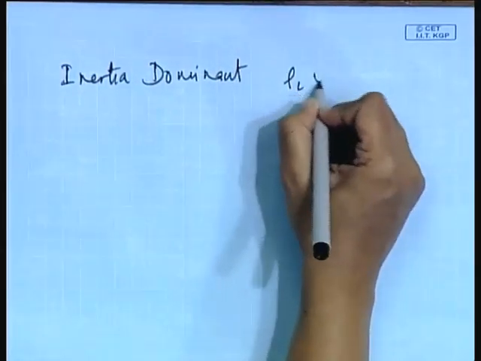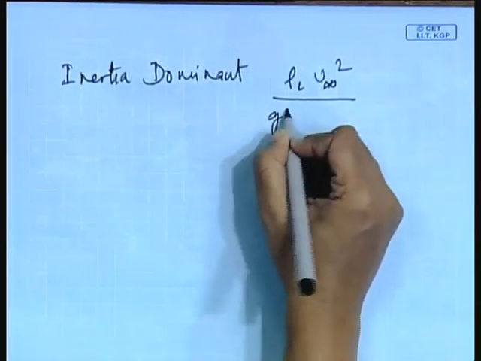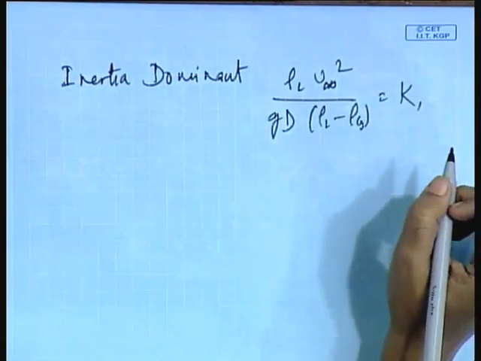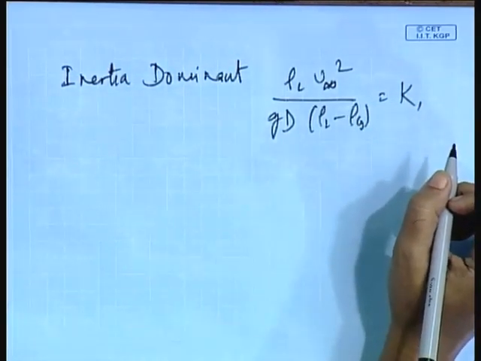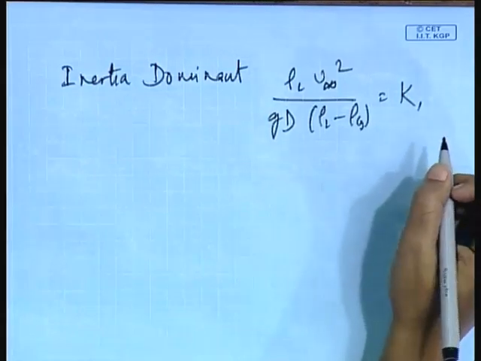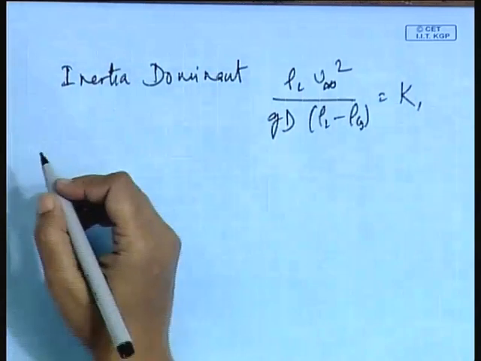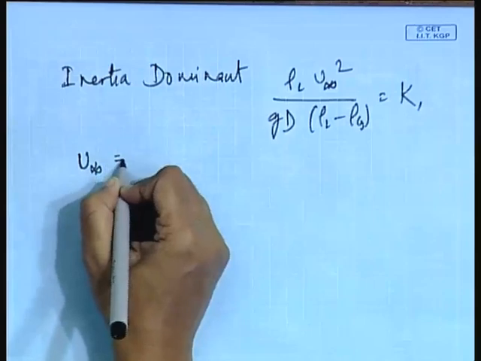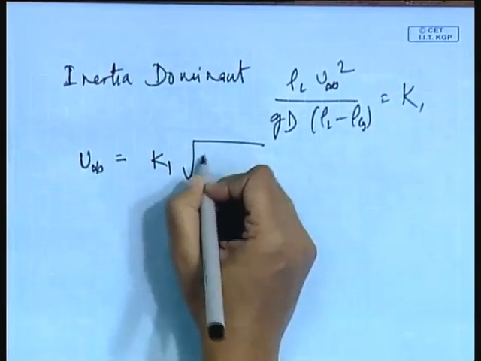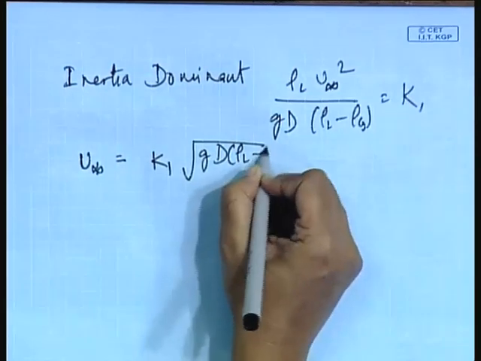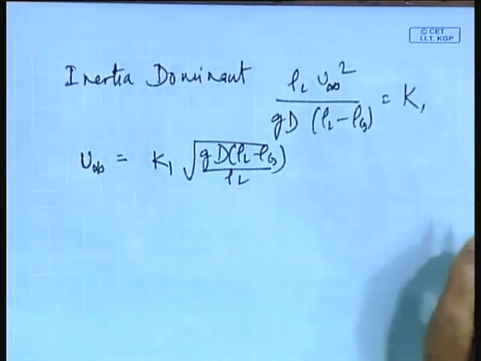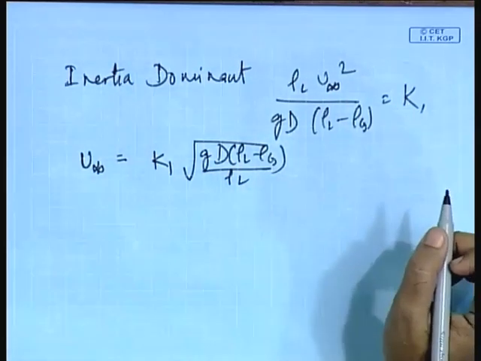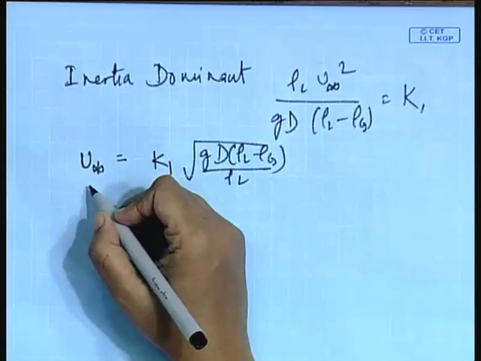Under that condition, rho L u infinity squared by g d (rho L minus rho g), this naturally becomes a constant which is given as K1 in this particular case. So, u infinity can be obtained as K1 root g d (rho L minus rho g) by rho L, and usually for gas liquid systems these two cancel out, it is just K1 root g d. Unless you know K1, you cannot find out u infinity.